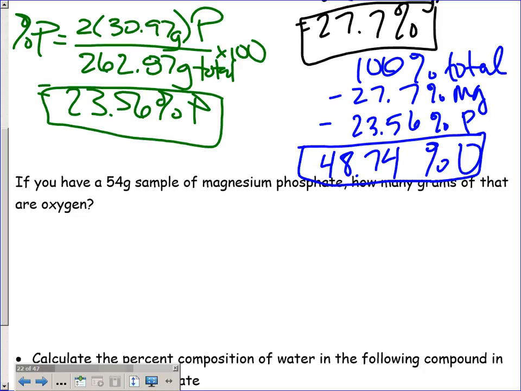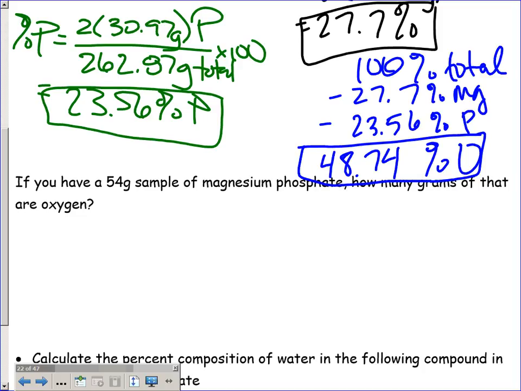Okay, so I want you guys to think about this last question I'm going to do right now. I want to see what you think you should do before I tell you what you should do. If you have a 54-gram sample of magnesium phosphate, how many grams of that are oxygen? Don't shout it out. Just raise your hand when you're ready. It's like if you go to the store and it's 20% off. How much is that? So you use the decimals and percents all the time.